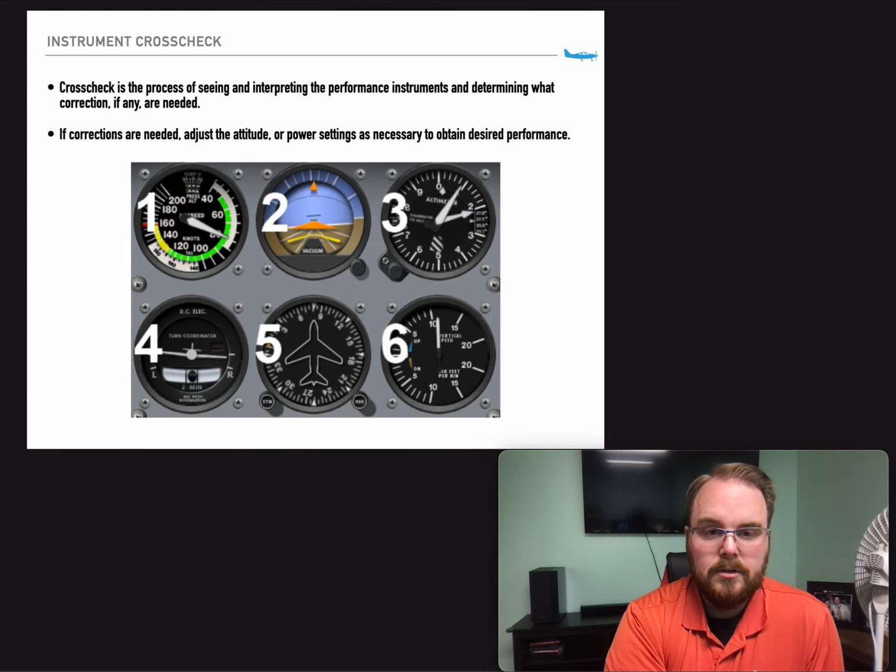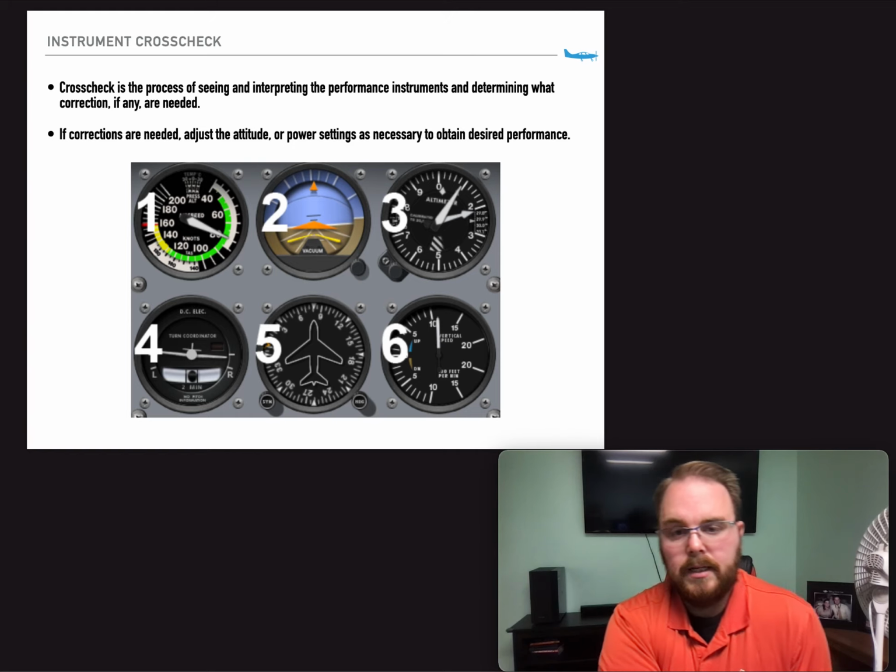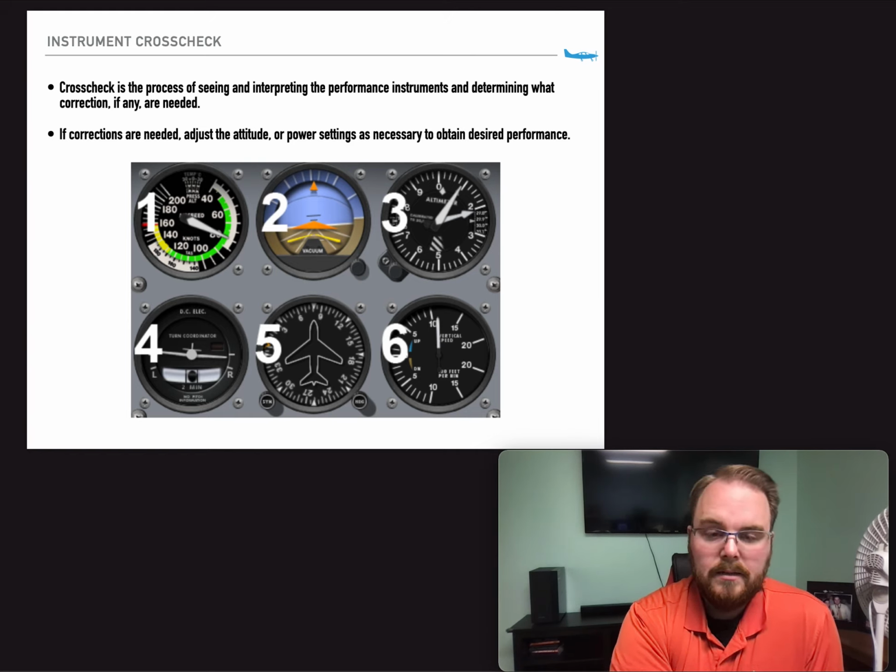So what is an instrument cross-check? An instrument cross-check is the process of seeing and interpreting the performance instruments and determining what correction, if any, are needed. So if corrections are needed, adjust the attitude or power settings as necessary to obtain desired performance.